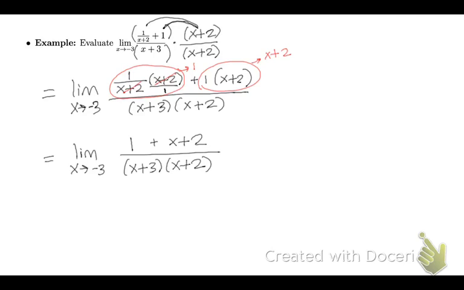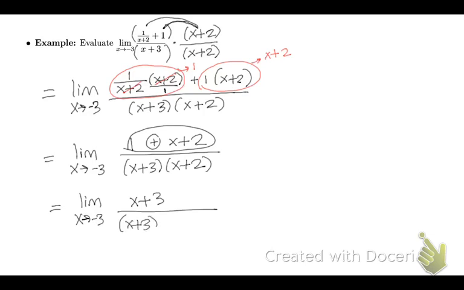Okay. Now, because of this addition up here, you can't cancel those x plus 2's, and I don't really want to cancel x plus 2's anyway. I'm really interested in getting rid of that x plus 3 because that's what's giving me trouble. All right. But this whole numerator, if I just simplify it, the 1 and the 2 make a 3. So up top now, I've got x plus 3, and on bottom, x plus 3, x plus 2.